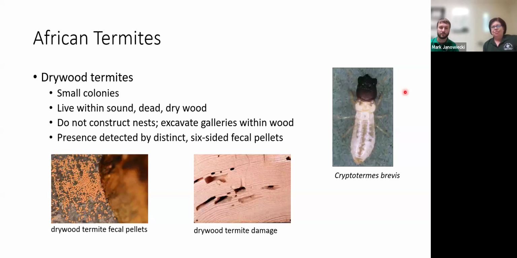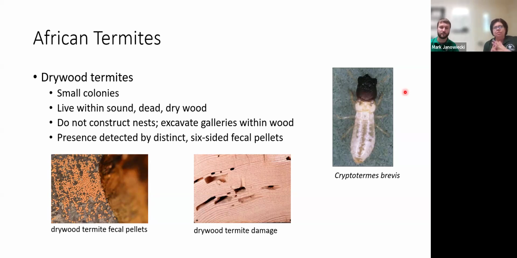Drywood termites, as their name implies, live within sound, dry wood. So their foraging is very limited. Instead of being subterranean, where they can spread out their foraging territories across a lot of land, they are limited in their foraging areas to a single piece of wood that they're infesting.